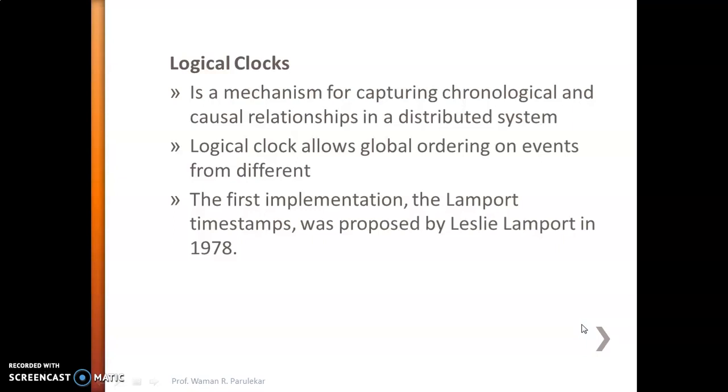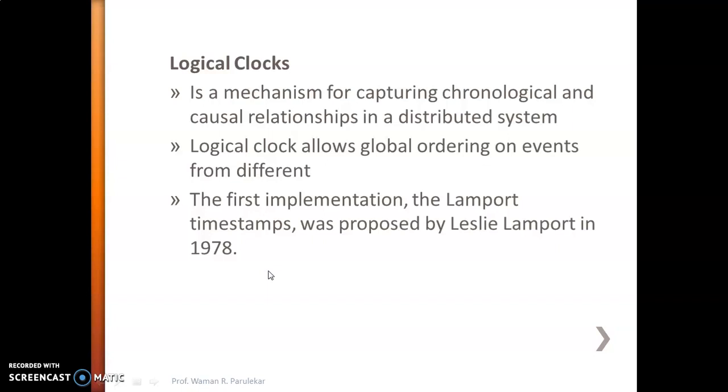If you compare physical clock and logical clock, you will understand that emphasis is given to the time in a physical clock, whereas in a logical clock, emphasis is given to the chronological ordering of the events. Leslie Lamport in 1978 first implemented the Lamport timestamp. Using Lamport timestamps, logical clock is implemented. So what is the idea behind this Lamport timestamp?